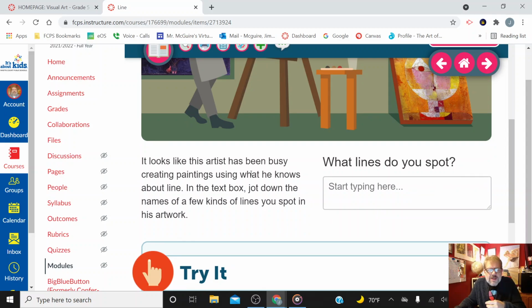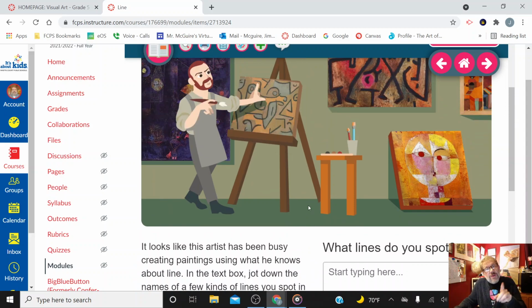It looks like this artist has been busy creating paintings using what he knows about line. In the text box, jot down the names of a few kinds of lines that you spot in his artwork. I would like for you to do this in the chat.